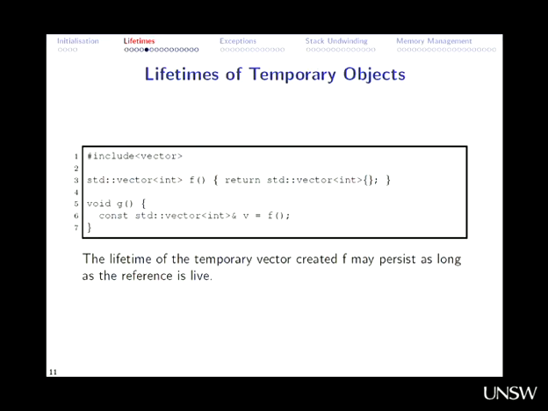So let's take a look at this. Here is a function f that returns a standard vector created during the return. The standard vector we create here is not named. We didn't give a name to the standard vector, so it's an unnamed temporary object. But see how we've got the reference here? This is an L value reference. So we want a reference to whatever that thing returns. This thing doesn't automatically get destroyed. It lives on as long as this reference is live.